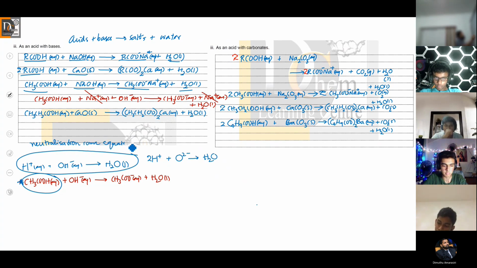Right? Okay, now you can copy the reactions between carboxylic acids and bases. Don't write the carbonate one, which I'm going to explain. To speed up, I'm keeping the class note.